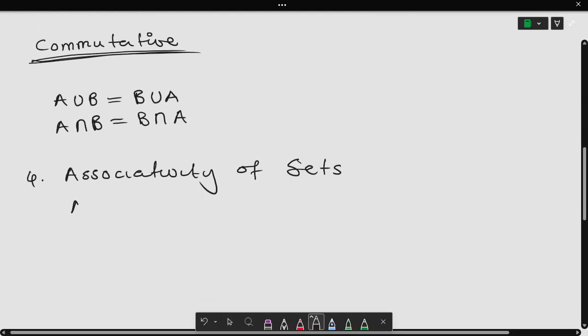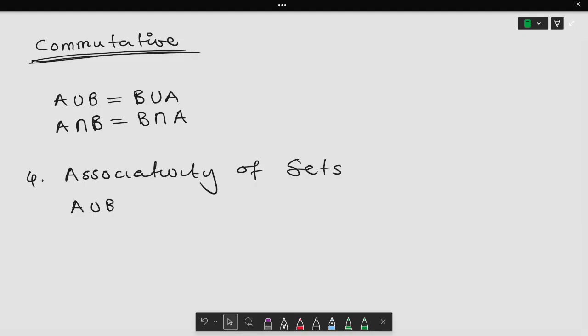So let's say you have A union B, A union B in brackets union C. It means that you are taking the union of A and B first, then you take the union of what you get. So if the union of A and B is, let's say, set X, then you get set X with union with C.